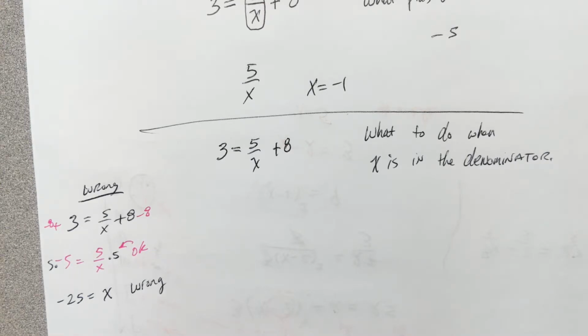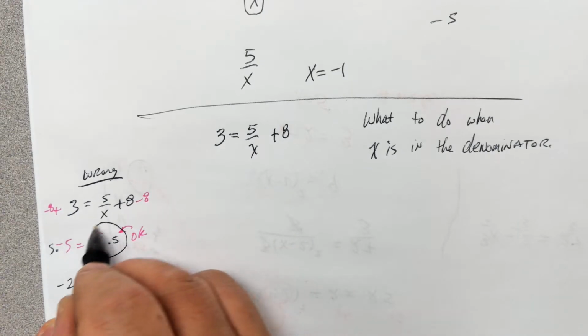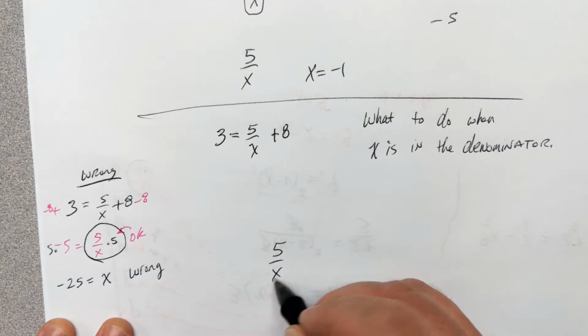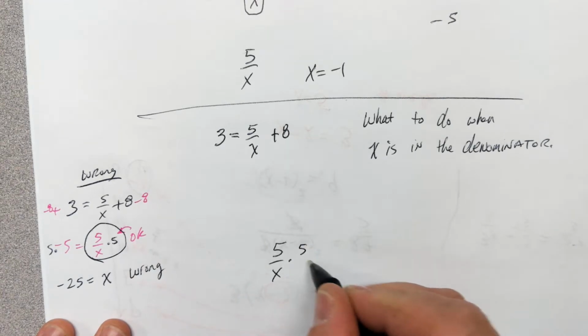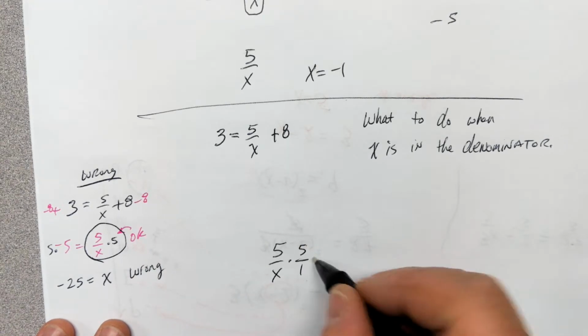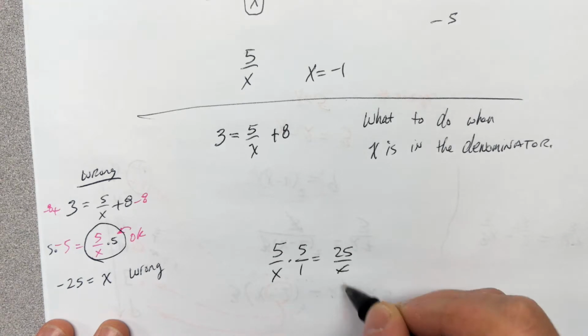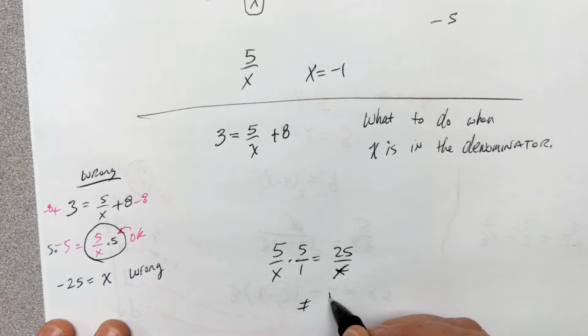Here's why it's wrong. Look at this part right here. 5 over x. If I take 5 over x and multiply by 5, that's really 5 over 1 times 5 over x. This really equals 25 over x. It doesn't equal x.